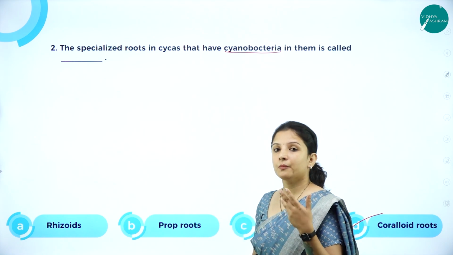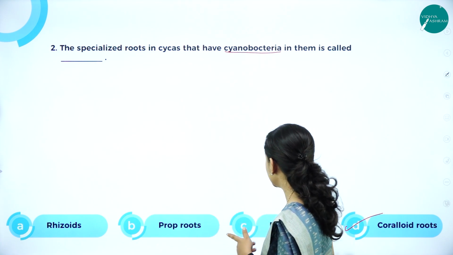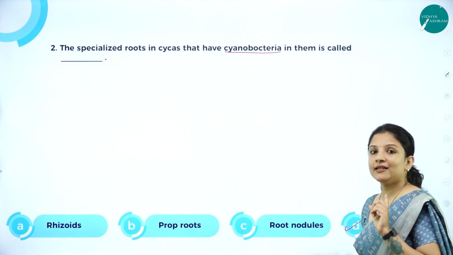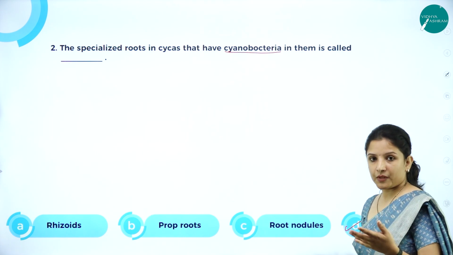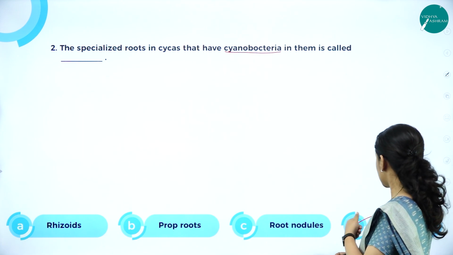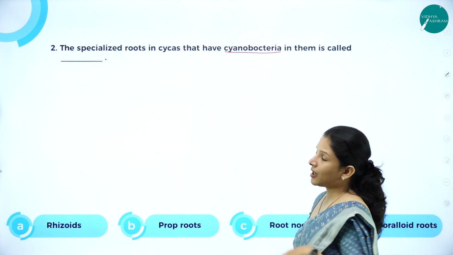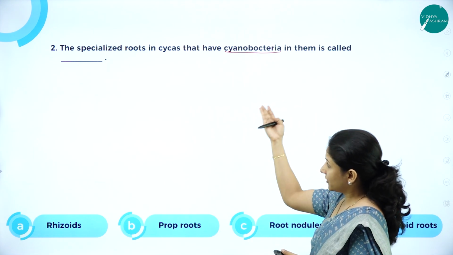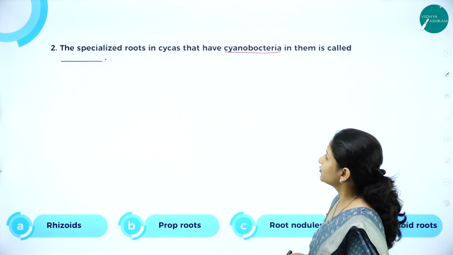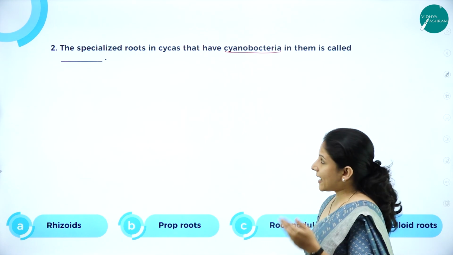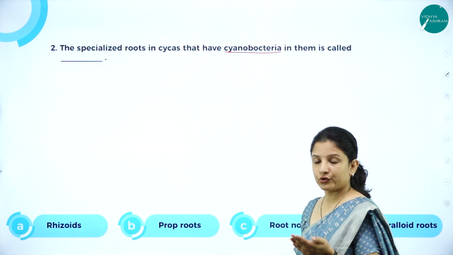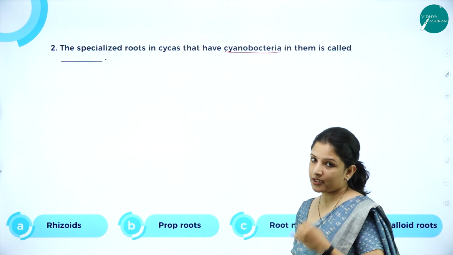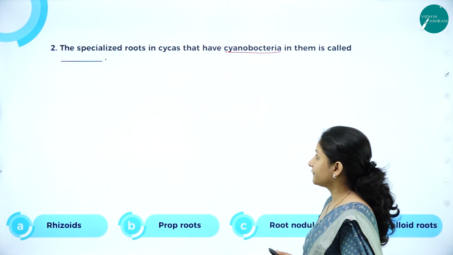Is it prop roots? No, prop roots you find in banyan tree, in angiosperm, so it is not prop roots. Is it root nodules? No, because root nodules also you find in angiosperms, especially leguminous plants, that is beans, chickpea, cowpea and all that. So therefore the answer here is coralloid root. And I've also told you how in 3 ways the question can be formed here. Also related to this, the question can be asked, the specialized roots in cycas or dash bears mycorrhiza in their roots. So it is pinus, because pinus has roots which harbor mycorrhizal fungi. So like that also the question can be framed.